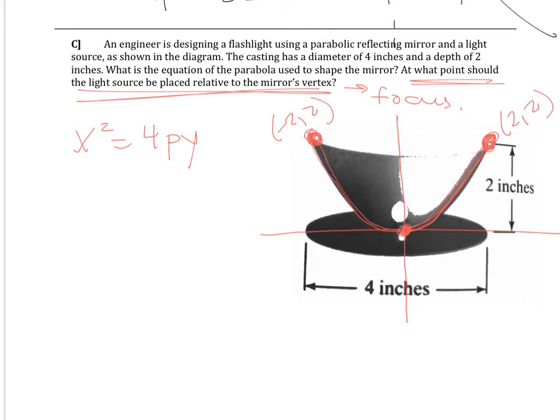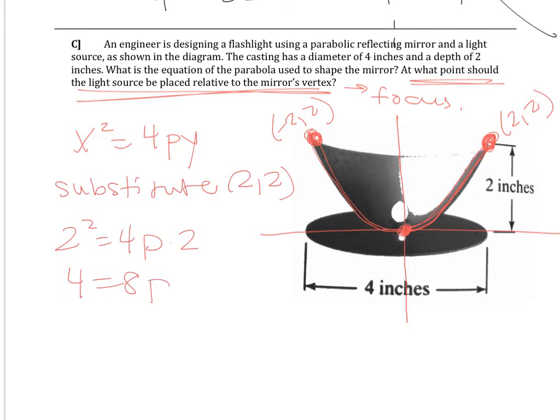Again, I'm going to use the positive point just because I don't want to deal with any negatives and make any mistakes. So if I substitute 2, 2 into the equation, I get 2 squared equals 4 times p times 2. So that's 4 equals 8p, which means p is a half. Okay. So my equation, right, the first thing says what's the equation of the parabola used to shape the mirror? My equation is x squared equals 4 times a half, which is 2y.